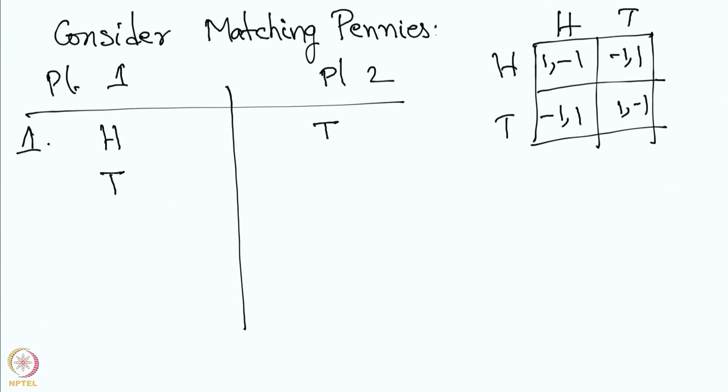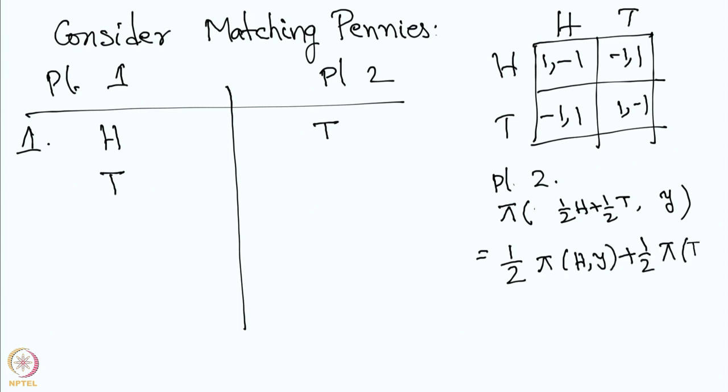Therefore, he can play anything that maximizes that. Let us look at the payoff that player 2 will get. Player 2's payoff is pi of (half h plus half t, y), where y is whatever he chooses. If y happens to be h, then he gets pi(h,h), which is 1, times half, plus pi(t,h), which is 0. Therefore, he will get half if y is h. If y is t, then also he will get half. So, whatever he chooses, h or t, he will get half. Therefore, he will pick one of them. Let us say he has picked t. T and h both are best responses to half h plus half t.